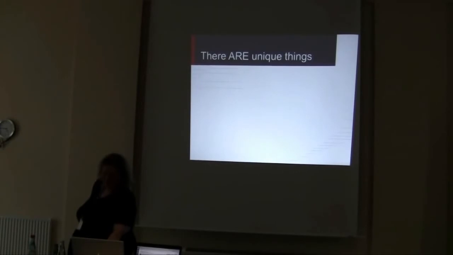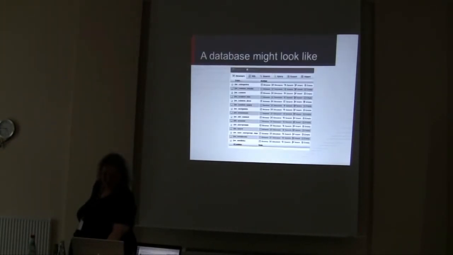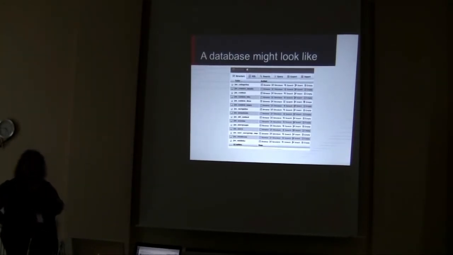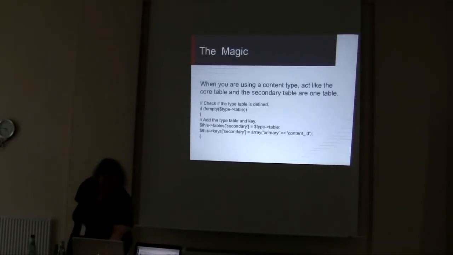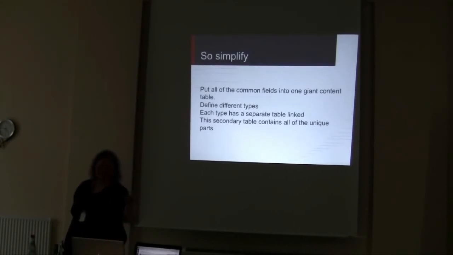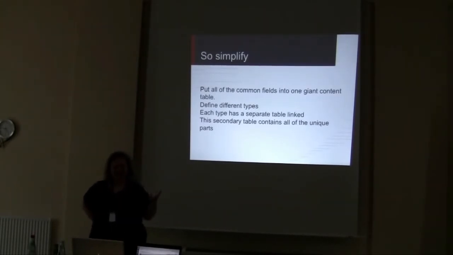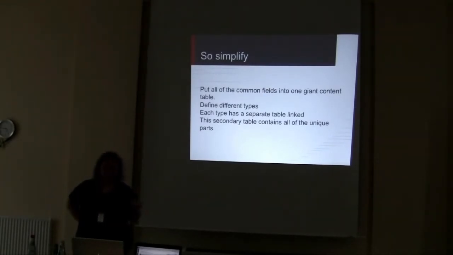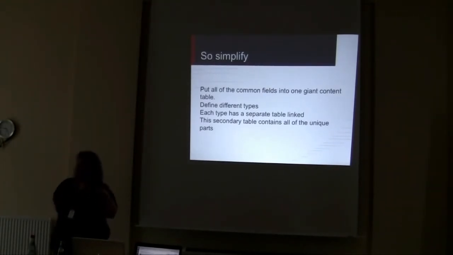So what do we mean by this? What would happen if we pulled the data together into a common table? So, simplify. The basic idea that has been proposed for UCM is to put all the common fields into one giant content table that has a record for each content item, content ID.